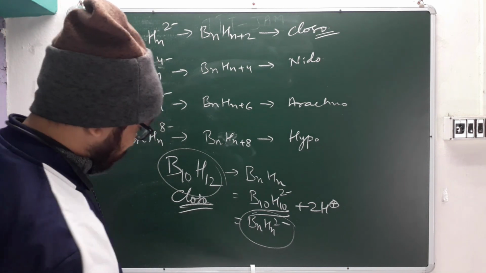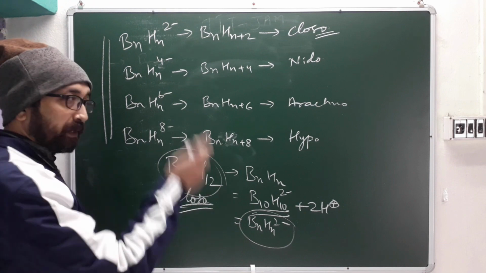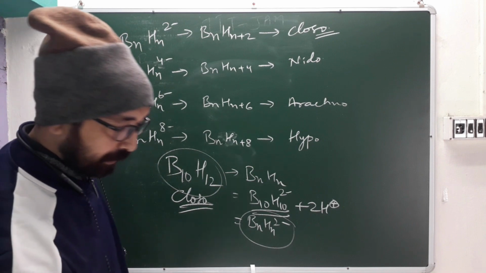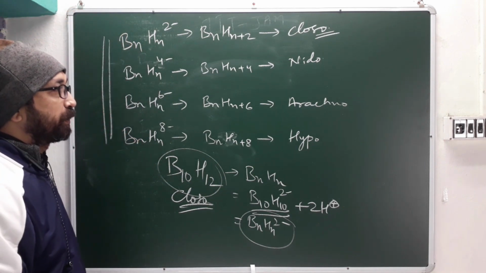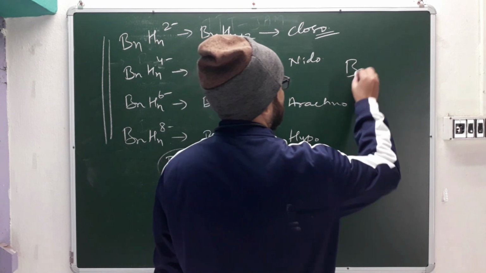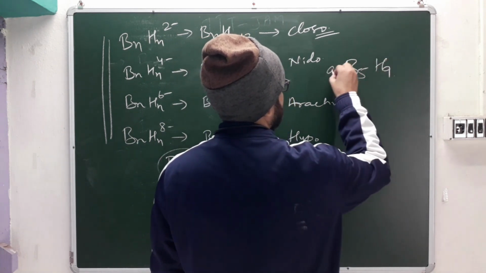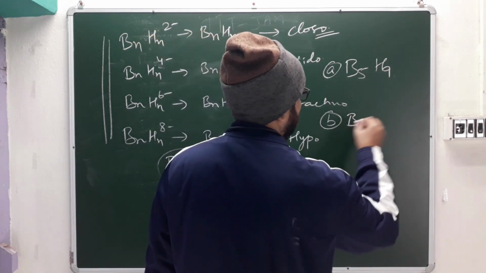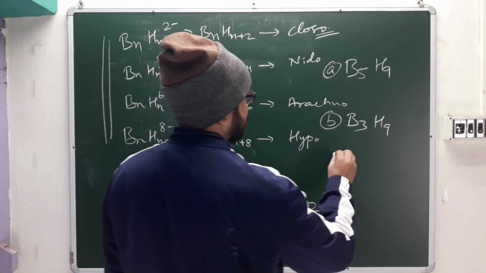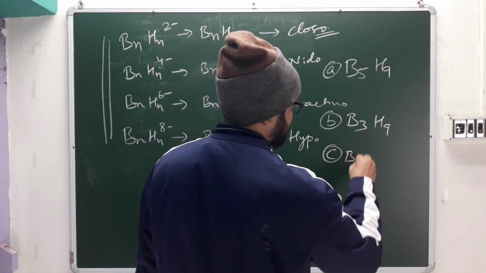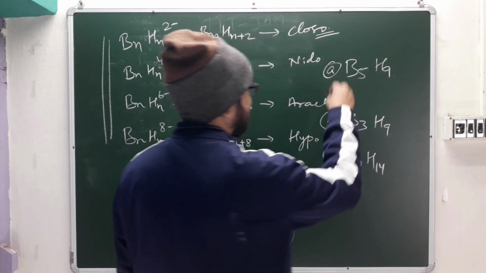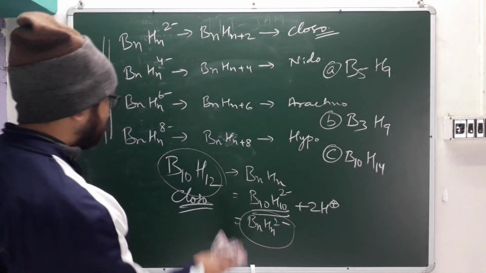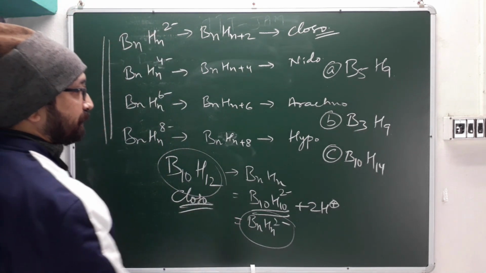Likewise we will see isolobal. Once we discuss all the formulas, we will start practicing, correct? Before rubbing the board, I'll give you some questions. You just tell me whether it's closo, nido, arachno or hypo. A is B5H9, B is B3H9, and C is B10H14. You just tell me the structure type of this Borane. By the time I rub the board, you just answer it, okay, A, B, C.